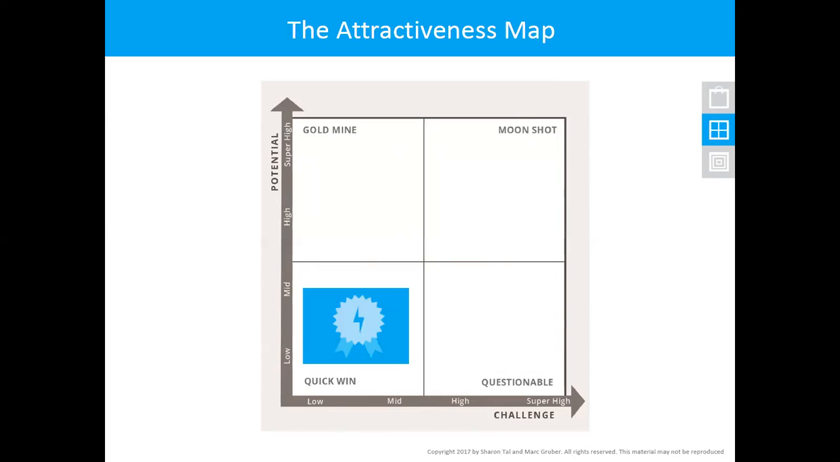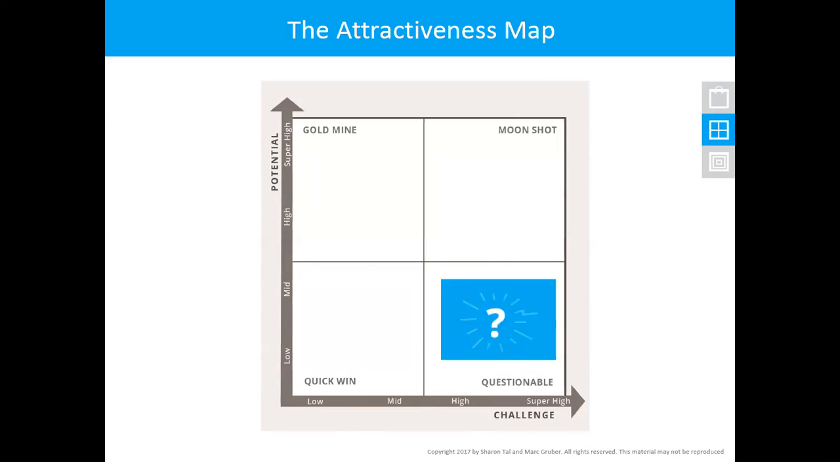At the lower left, we have the quick win options, which are relatively modest in their potential, but also relatively safe in their challenge. That's why we call them quick wins. And the last quadrant, which is the least attractive one, is the questionable option, with low potential and a lot of tears, sweat, and money to actually capture it. So this is how we distinguish between different market opportunities and their attractiveness.